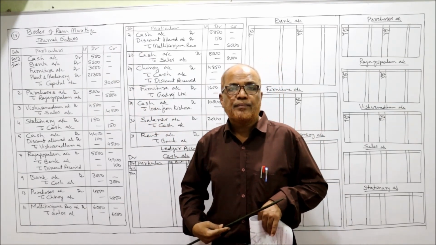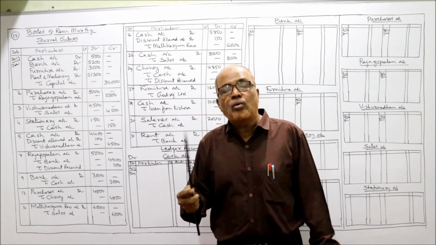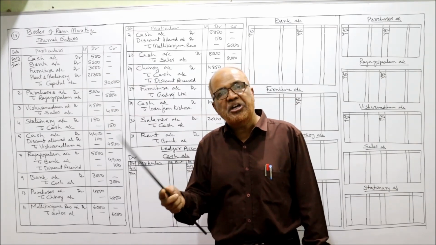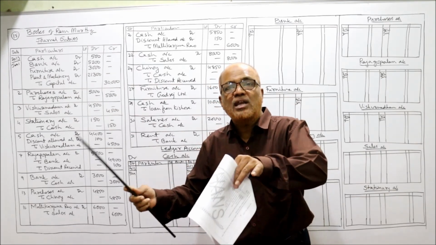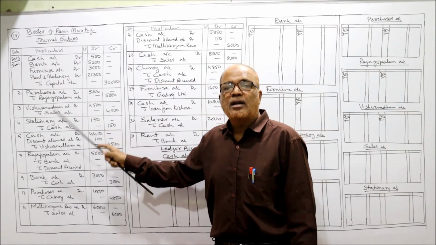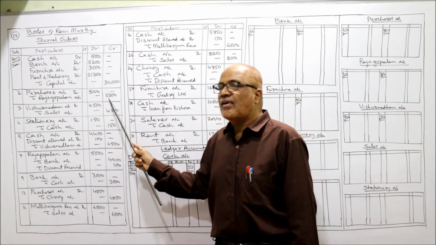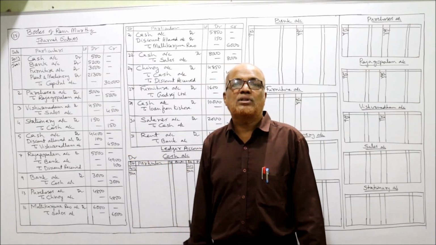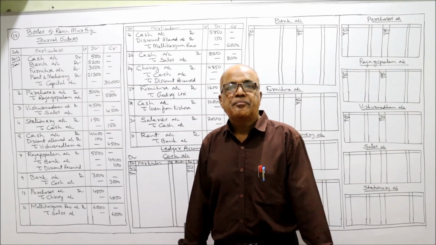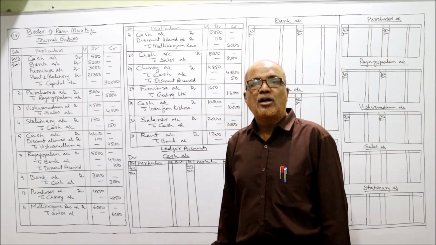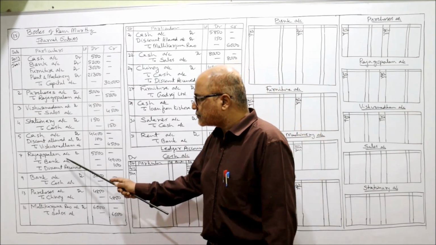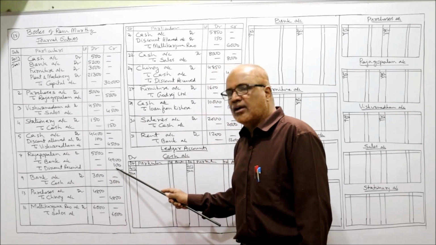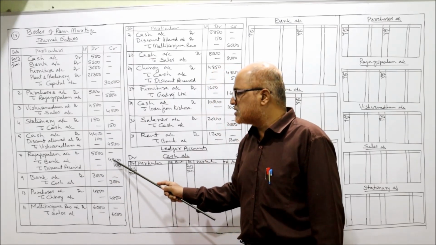That means we are receiving the discount. So discount received should be credited. Discount received is an income. It should be credited. So entry, to whom we are issuing the check, Rajagopalan. Rajagopalan account debit 5,000 to bank 4,900 because check is issued, to discount received 100. Being check issued and discount received.